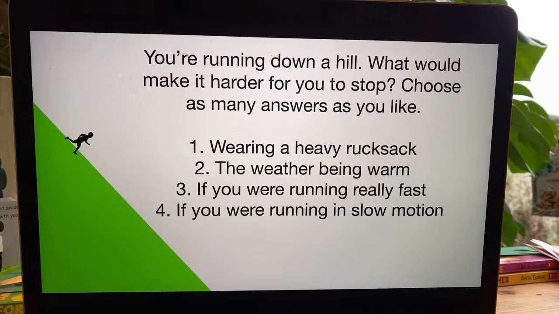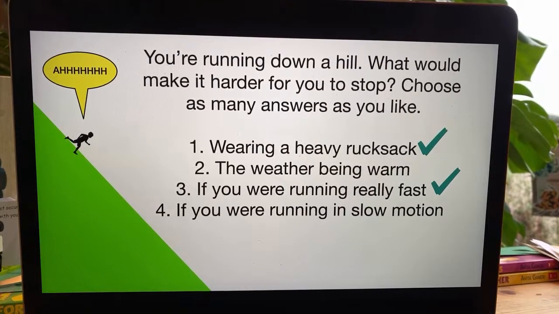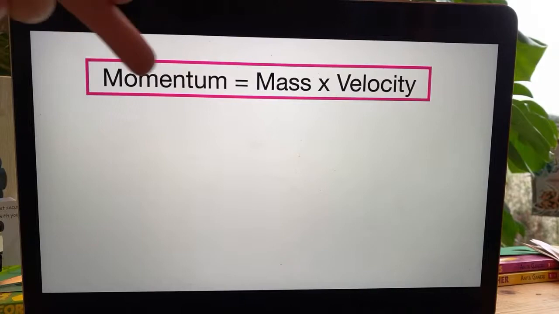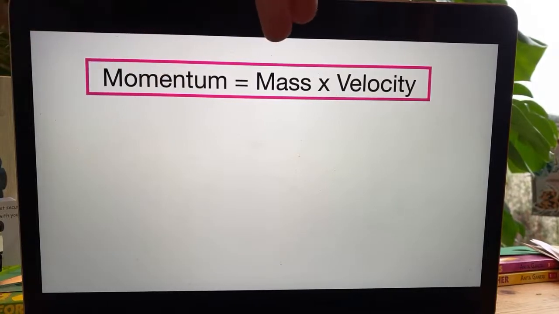There's 5 seconds. 4, 3, 2, 1. The correct answers are, if you were wearing a heavy rucksack, it would be harder to stop. And also, if you were running really fast, it would also be harder to stop. So let's put our ideas about momentum into an equation. Here we go. Isn't it lovely? Momentum is exactly equal to a thing's mass times its velocity.